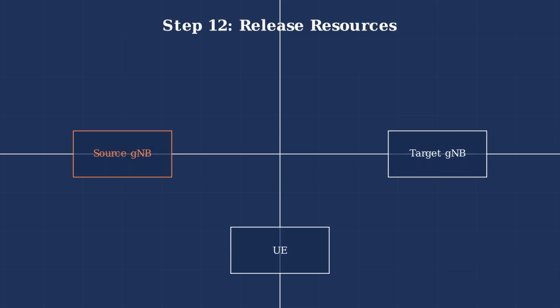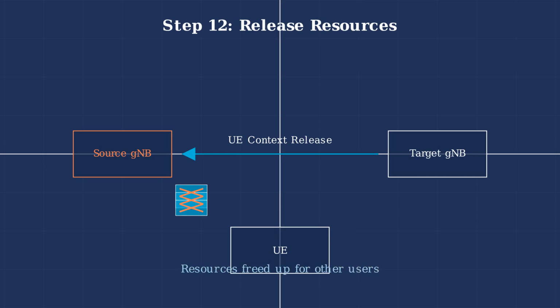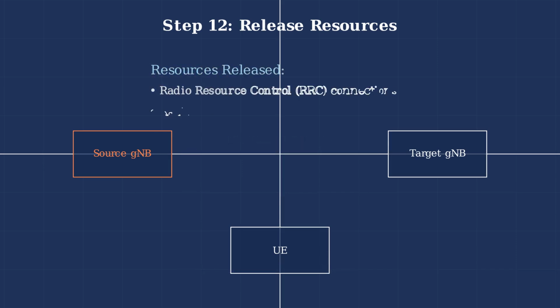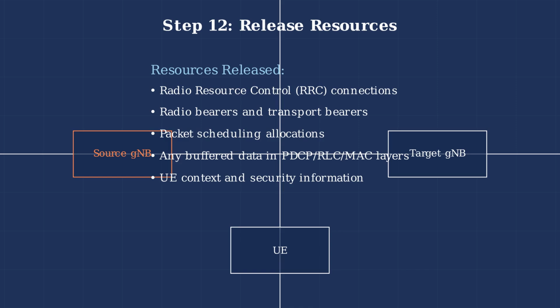In the final step of the XN-based handover process, resources allocated to the UE need to be released. At this point, the source GNB still has resources allocated to the UE, including radio resources, buffered data, and UE context information. After the handover is complete and the path switch has been acknowledged, the target GNB sends a UE context release message to the source GNB. This message triggers the source GNB to release all resources that were allocated to the UE, making them available for other users. The resources released include RRC connections, radio and transport bearers, packet scheduling allocations, buffered data in the protocol stack, and UE context information.